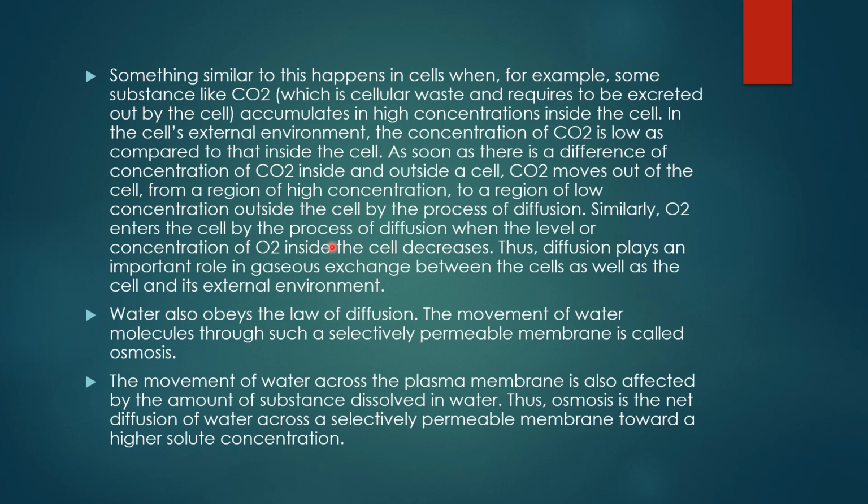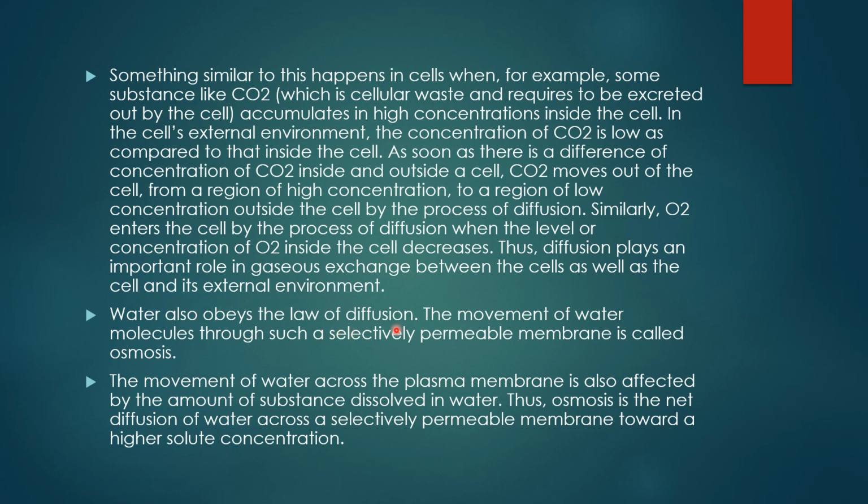CO2 मूव्स आउट ऑफ द सेल from region of high concentration to low concentration outside the cell by the process of diffusion. इसी तरह ऑक्सीजन, ठीक है, जब ऑक्सीजन का लेवल सेल के अंदर डिक्रीज कर जाता है और बाहर ज्यादा है, तो ऑक्सीजन बाहर से अंदर आ जाएगा, राइट? सो ये डिफ्यूजन की वजह से ये गैसियस एक्सचेंज पॉसिबल है बिटवीन द सेल्स एज वेल एज द सेल एंड द एक्सटर्नल एनवायरनमेंट, राइट?